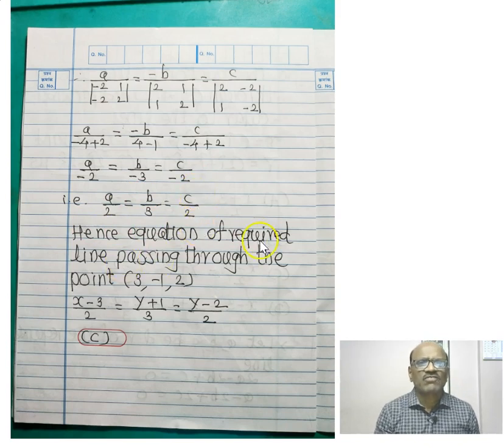Hence, the equation of the required line passing through this point is (x minus x1) upon a, (y minus y1) upon b, (z minus z1) upon c. Therefore, these are also very simple questions. If you refer to the textbook, then you will get good marks.